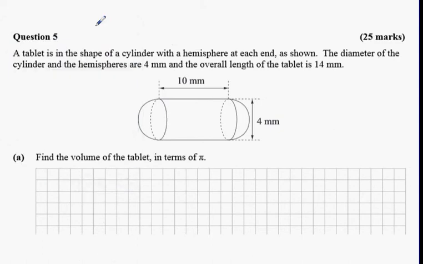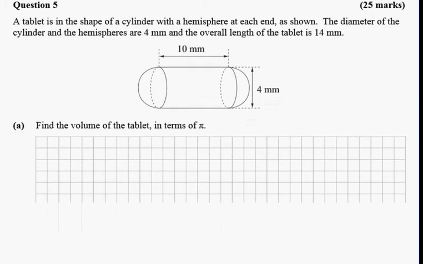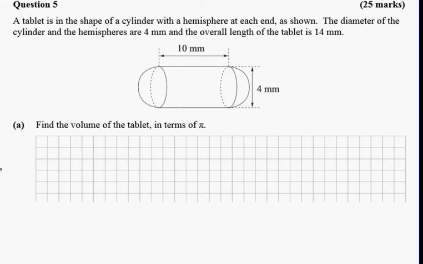What we have here, guys, is the tablet is in the shape of a cylinder with a hemisphere at each end. One thing that you need to realize about hemispheres, and people forget all the time, is this. Basically, it has a radius of 2. This means it goes 2 in any direction. So from the center, it's 2 in any direction.